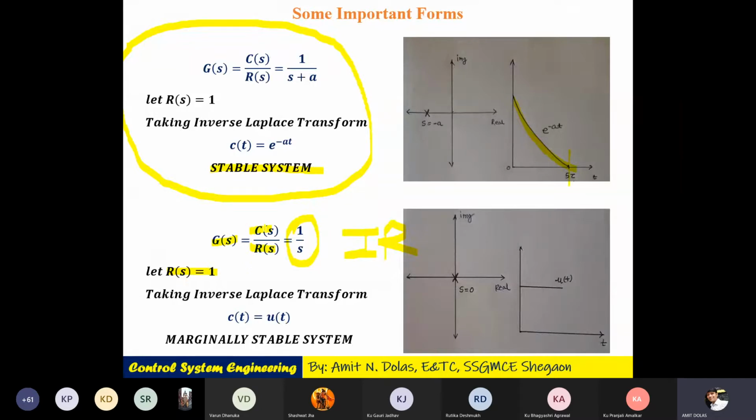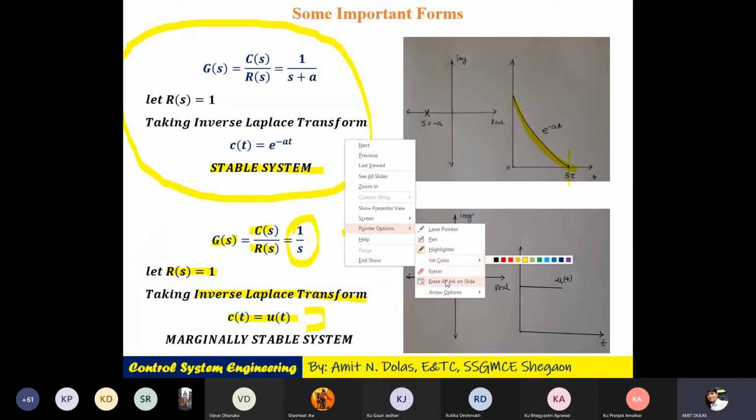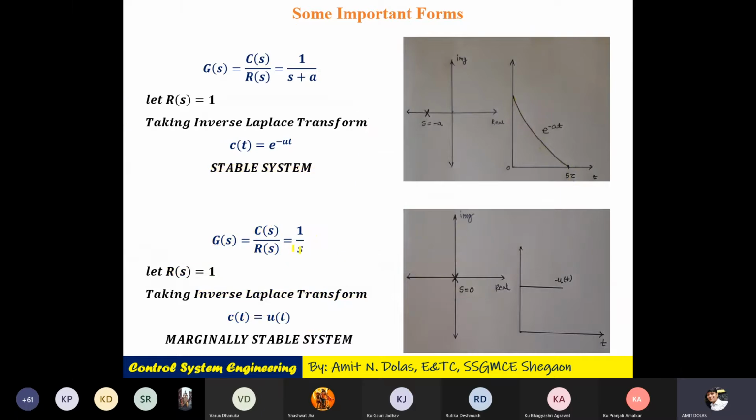So C(s) will be 1 by s. We'll take the inverse Laplace transform of this 1 by s, and we know the inverse Laplace transform of 1 by s is u(t), because the Laplace transform of u(t) is 1 by s. Now u(t) means it is a step output. And where is the pole of this system? 1 by s is the transfer function, so we put the denominator equal to 0, that is s equal to 0. So of course the pole is a simple pole which is located at 0.